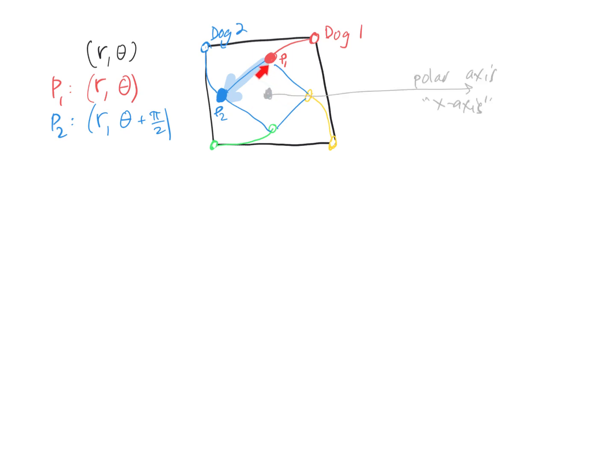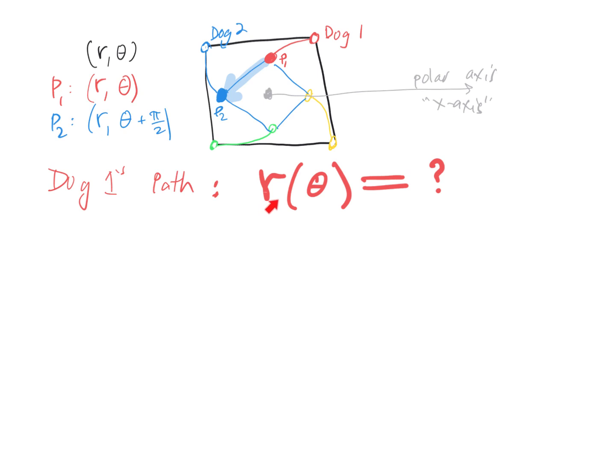Let's find a function that describes the path of dog number 1 this whole time. We're looking for the function that we could put into our calculator, where we enter functions for r, which is a function of theta. That's our goal. What is the curve that describes the path of this dog? r equals some function of theta.